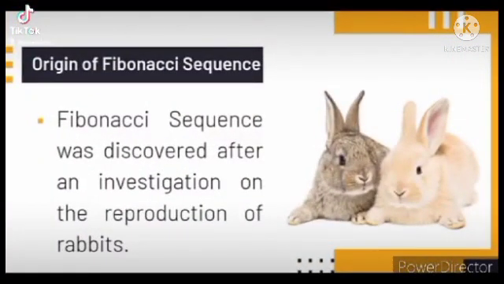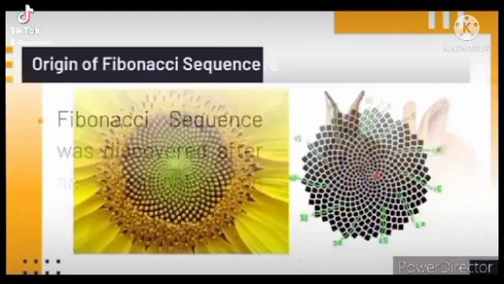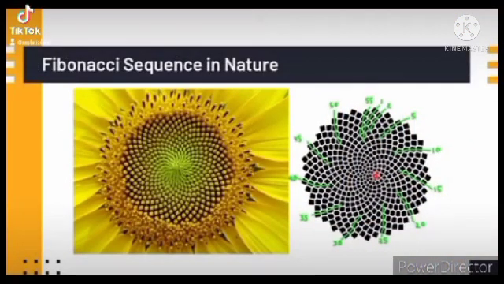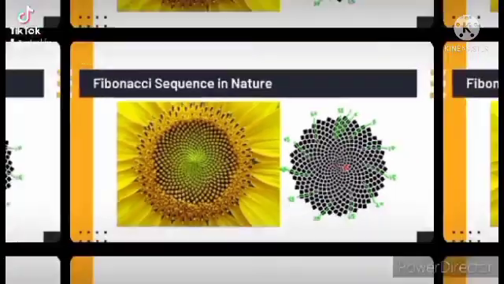The Fibonacci sequence was discovered after an investigation on the reproduction of rabbits. We can see the Fibonacci sequence in nature. For example, the seeds on the sunflowers, as shown in the picture.